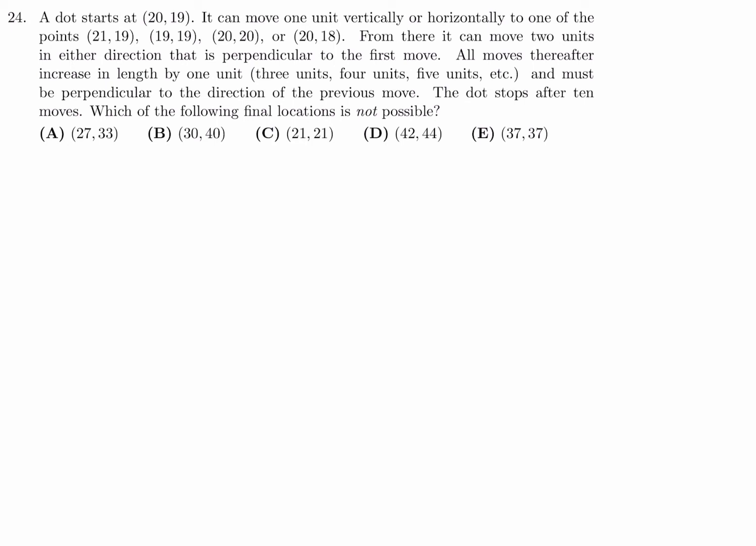Which of the following final locations is not possible? So let's talk about this. We are starting at 2019, right? That's the coordinate. And then we have to complete the full 10 moves. The dot stops after 10 moves, so we've got to go through all 10. Now at each move, it's either 1, 2, 3, 4, and so on, in terms of how much it increases or decreases by, or not at all.